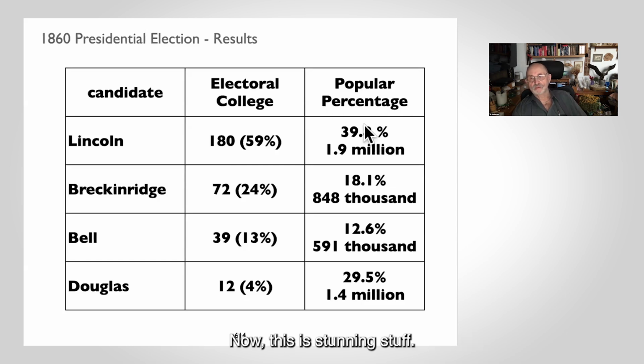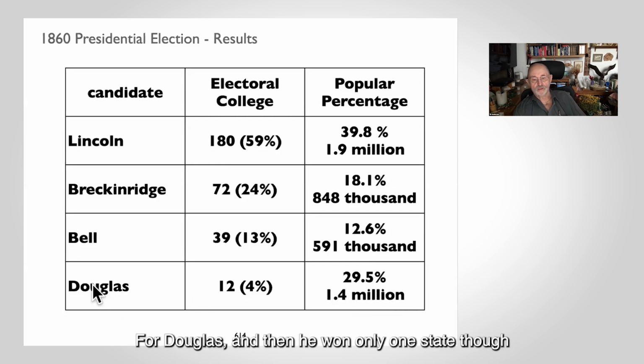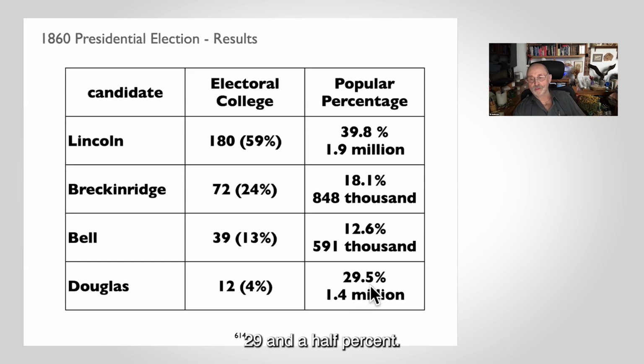Now, this is stunning stuff. Lincoln wins the election with 1.9 million votes, under 40% of the voters, 39.8%. 848,000 votes for Breckinridge, 18.1%, and 591,000 votes for Bell, 12.6%. But look at this, 1.4 million for Douglas. And he won only one state though, 29.5% of the popular vote.